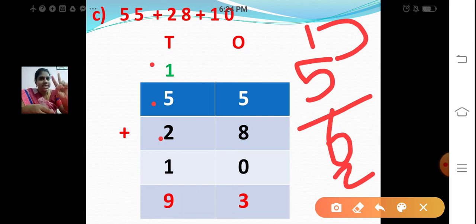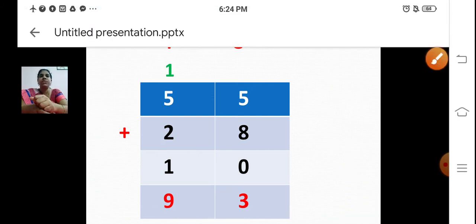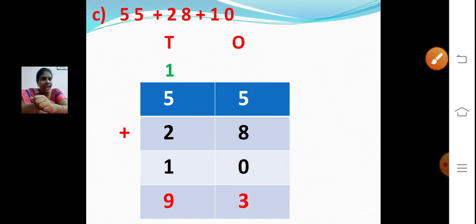After 6, 7, 8. With this 8, I am going to add the last number 1. 8 plus 1. 8 in the mind, 1 in the finger. After 8, 9. So 8 plus 1 is 9. So my answer is 93. When you add the 3 numbers 55 plus 28 plus 10, my answer is 93.